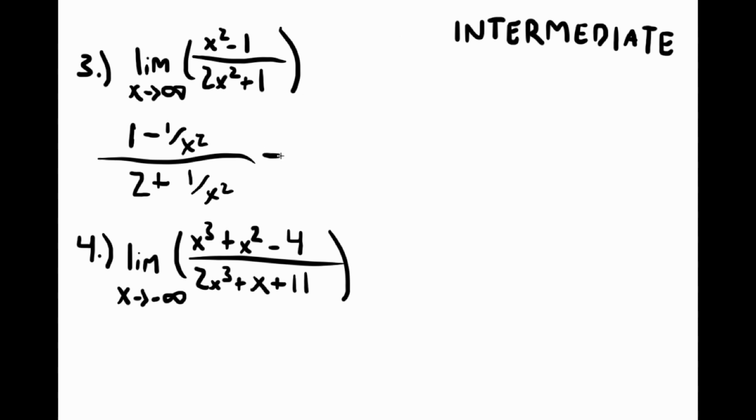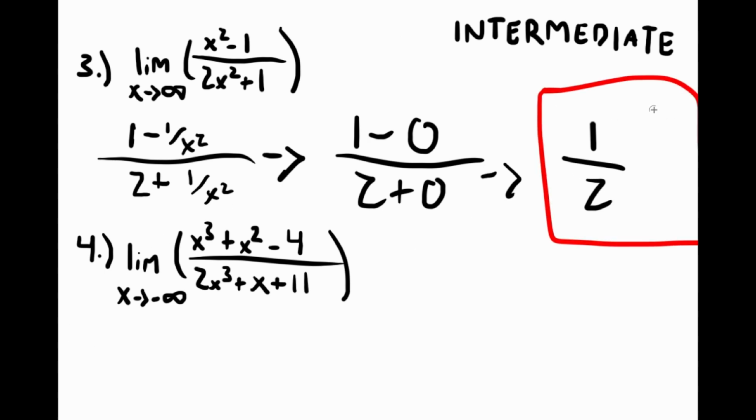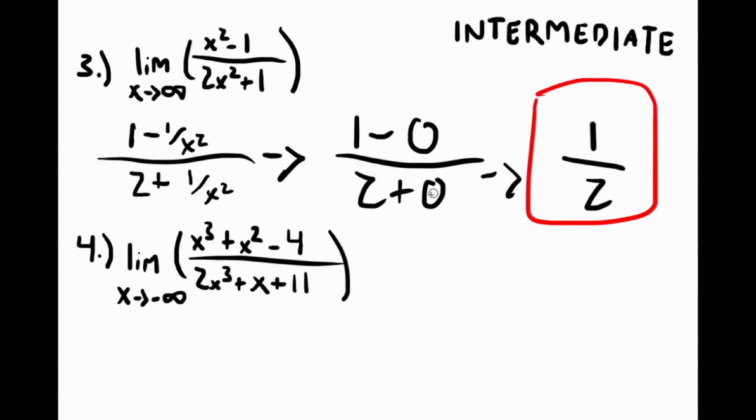So we could just turn this into 1 minus 0 over 2 plus 0, which would make this whole thing equal to 1 over 2. Right?